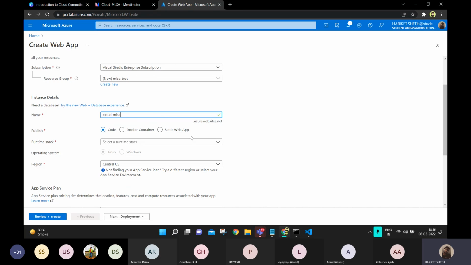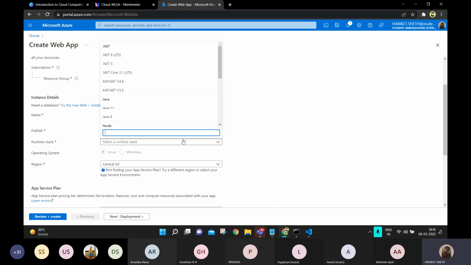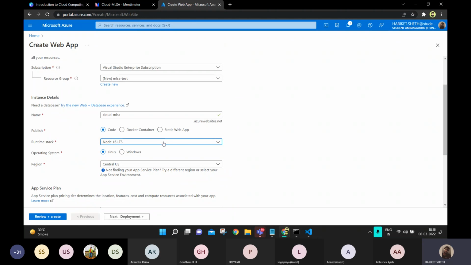I'm publishing using my own code. We are using Node.js, and I'm using the Node 16 version. LTS means long-term support, so I'm using that. My operating system is Windows, but that doesn't matter. It's just for creating a web app.